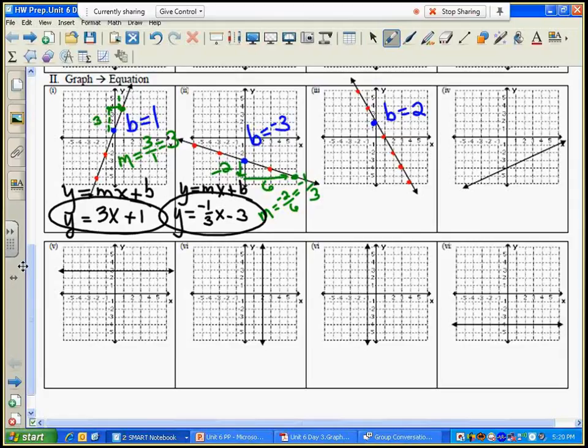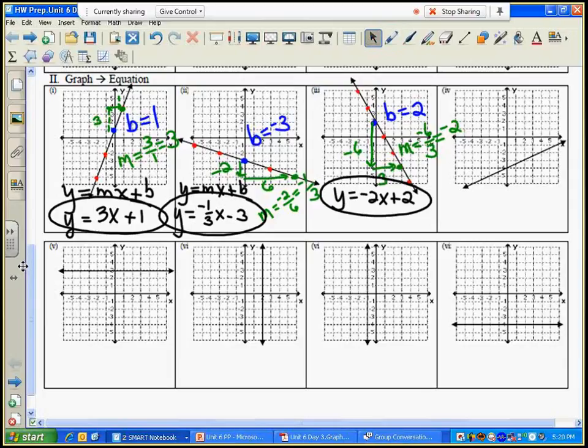Pick just a random point here. Let's say I pick this one. Here I would go down 6, right 3. That means my slope is -6/3 or -2. Means my final equation will be y equals -2x plus 2.